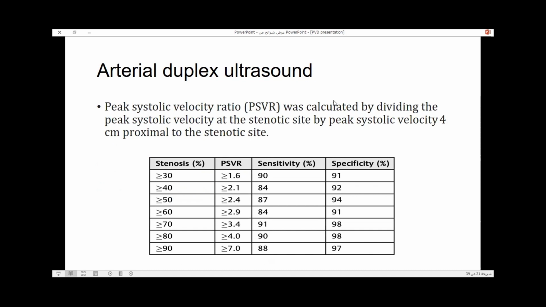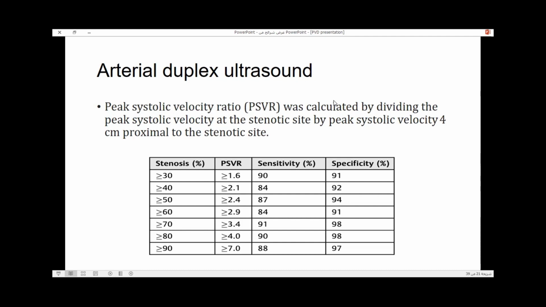So we have the peak systolic velocity. There are different informative articles in the literature regarding how to evaluate the peak systolic velocities. One of the most useful is the ratio. For the peak systolic velocity ratio, we are dividing the peak systolic velocity at the stenotic area by the peak systolic velocity in the segment proximal to the stenotic area.